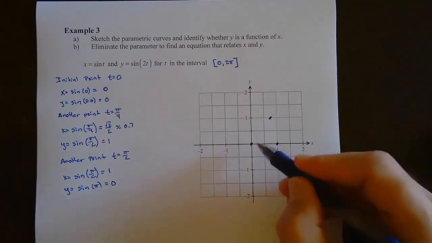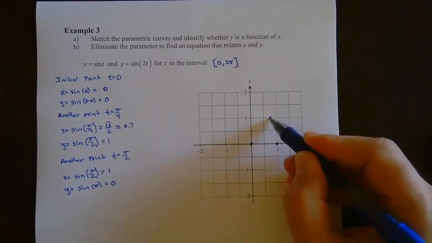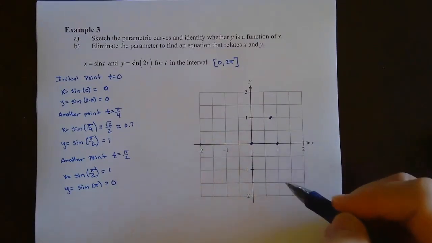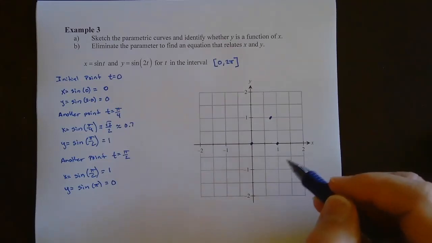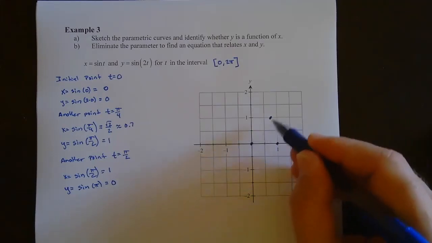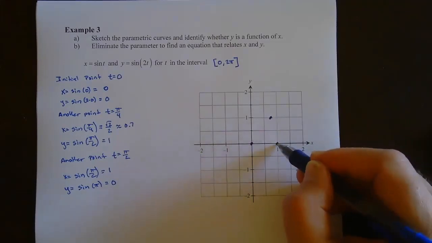So we started here, we went to here, and now we're here. It's a little bit hard to see what's going on, because you'd have to do a lot of points. But we know we're starting here, and we're going here, and we're going here.